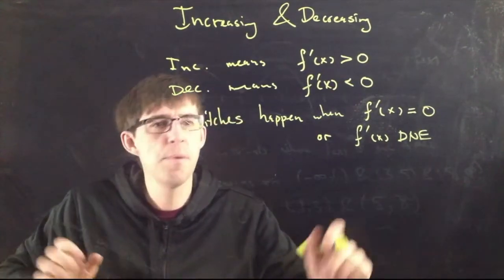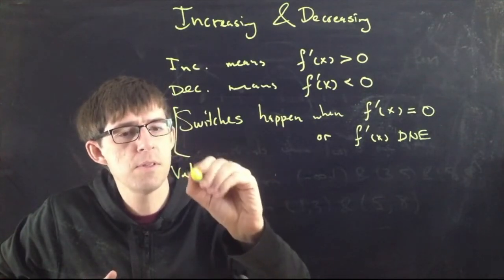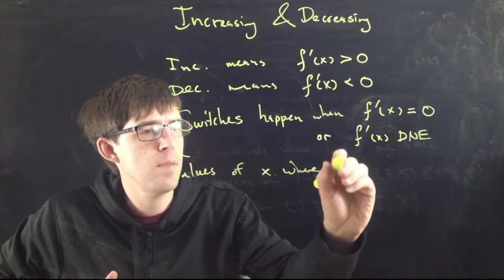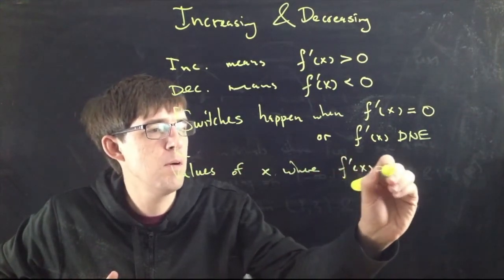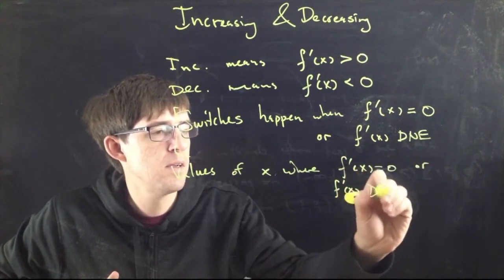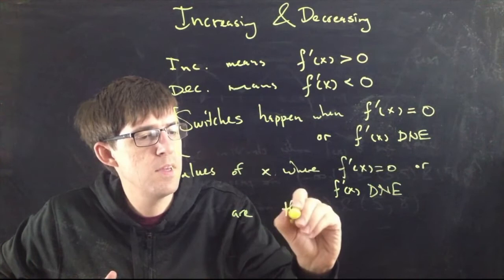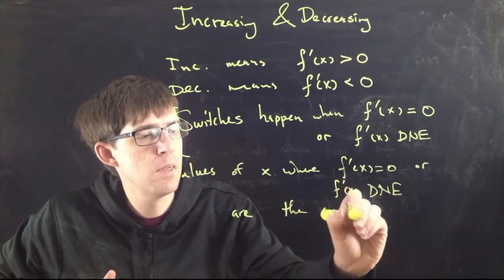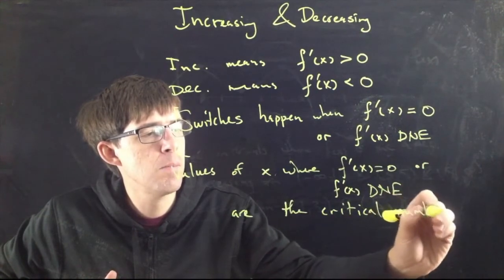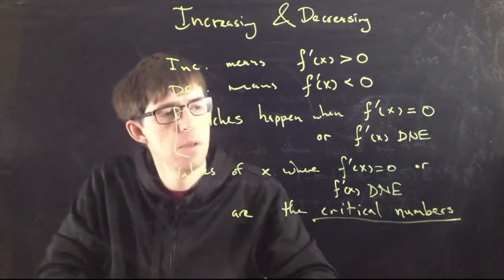Usually this doesn't happen. But anyway, there's a word for such values. So I'm going to say values of x where f prime of x equals 0, or f prime of x does not exist, are called the critical numbers. The critical numbers.